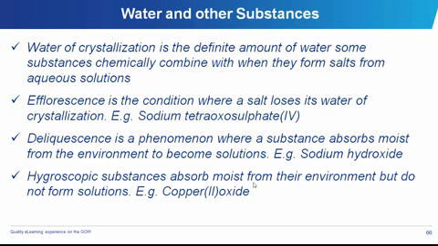There are some other terms that we need to talk about: effervescence, efflorescence, and stuff like that. So, water of crystallization, to start with, is defined as the amount of water some substances chemically combine with when they form their salts. Some substances, when they form their salt, form it with water alongside. Those substances contain what is called water of crystallization. Efflorescence is a condition where a salt loses its water of crystallization.